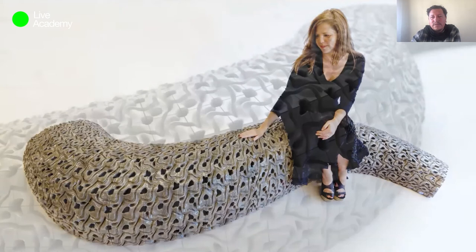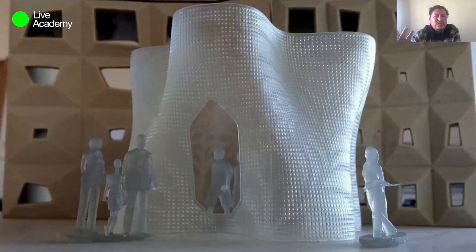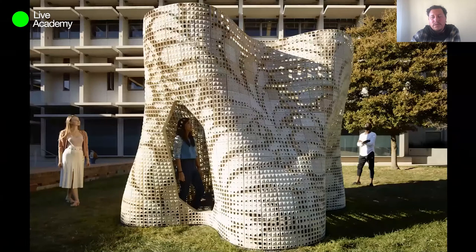So whereas architects have typically used 3D printers just to imagine the look and feel of a building and think about it at a different scale, we're using that exact same file to do the actual construction of the building itself. And so this is one of the largest cement structures that we've been able to experiment with and realize, called Bloom.